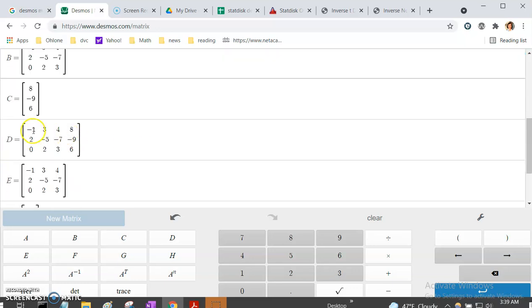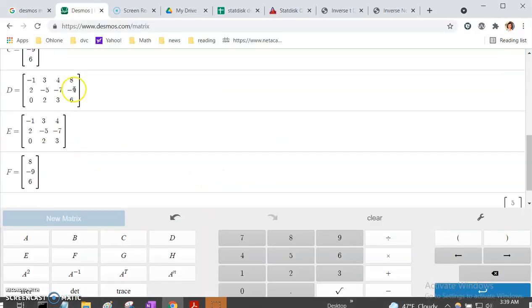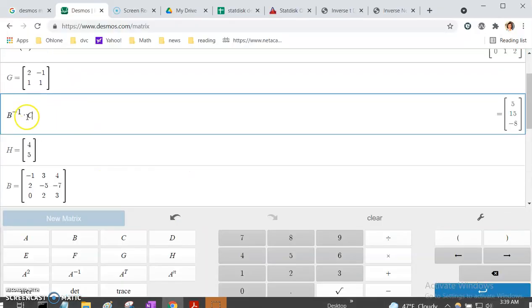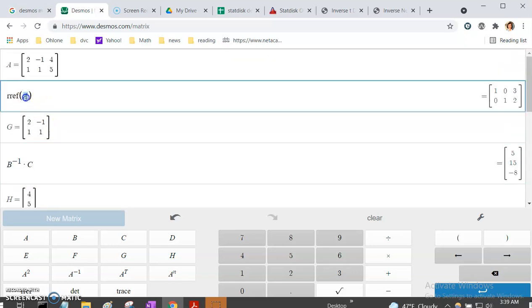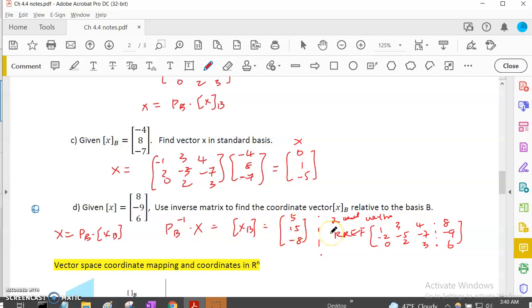Oh, here I have negative 1, 2, 0, 3, negative 5, 2, 4, negative 7, 3, 8, 9, 6. So you can check: if I do the RREF of it, it will be 5, 15, negative 8. So it's the same, right? So it becomes 1, 0, 0, 5, 0, 1, 0, 15, 0, 0, 1, negative 8. So it's the same.